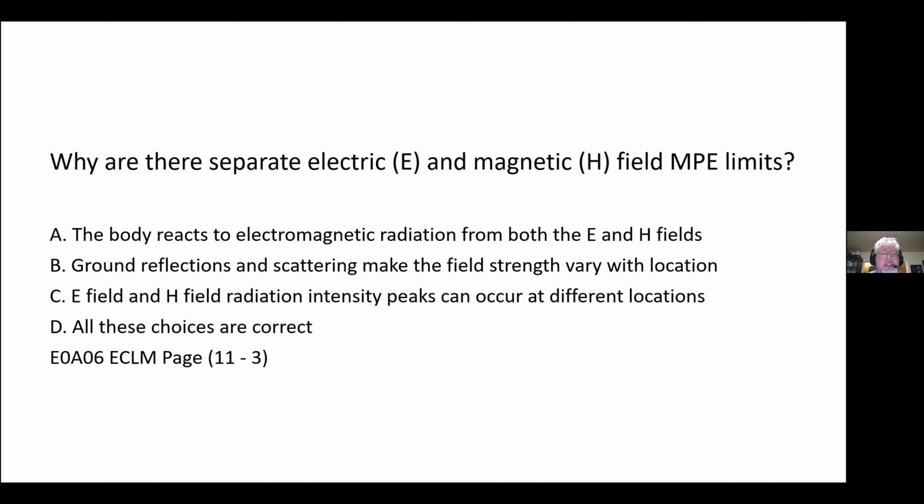All righty. Why are there separate electric E and magnetic H field MPE limits? A, the body reacts to electromagnetic radiation from both the E and H fields. B, ground reflections and scattering make the field strength vary with location. C, the E field and H field radiation intensity peaks can occur at different locations. Or D, all these choices are correct. Delta, all these choices are correct.